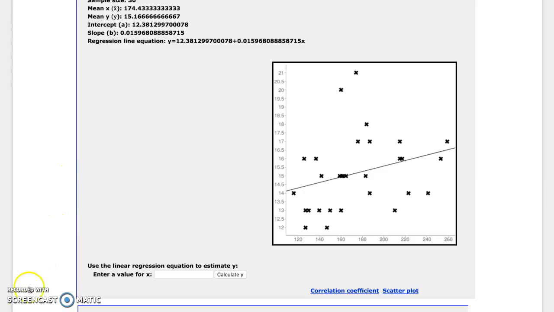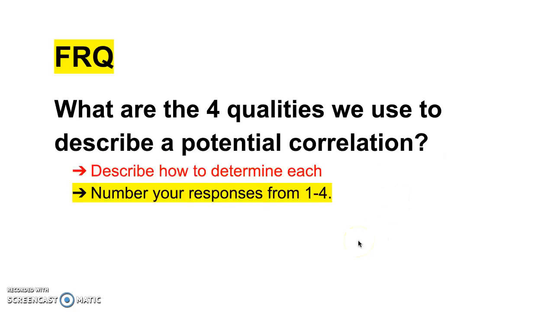So for your free response, what are the 4 qualities we use to describe a potential correlation? And then describe how to determine each. So pause, look back in the video, look over that summary in your book and the examples, and then go ahead and answer the free response. Remember to click send me a copy of my responses so you have that.